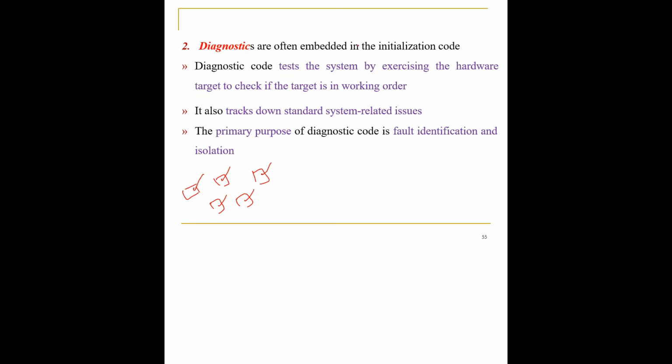After your system has been turned on and the memory has been realigned, diagnostic code will be running. Diagnostic code tests the system by exercising the hardware target to check if the target is working in order. It also tracks down standard system related issues. The primary purpose of the diagnostic code is fault identification and isolation. Basically, after the system has been turned on, the memory has been realigned, the controllers have been configured, and the processor caches have been configured, it will check whether all the connected devices are working properly. If not, it will report it to the user without loading the operating system.